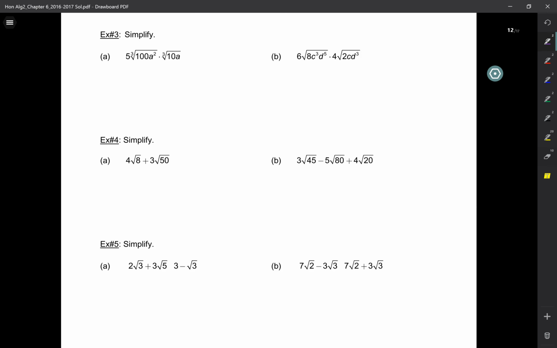All right, we're taking things up a notch. I have a 5 outside. I'm going to multiply these two. And then in the cube root, if I multiply everything, I have 1,000 and a cubed, right? So that's 5 times. Now, what's the cube root of 1,000? 10. And what's the cube root of a cubed? a. So this is 5a times 10.